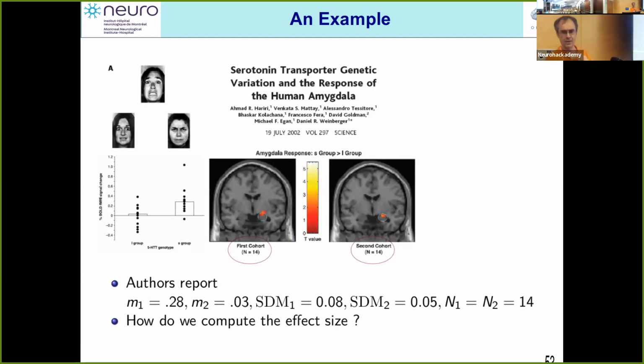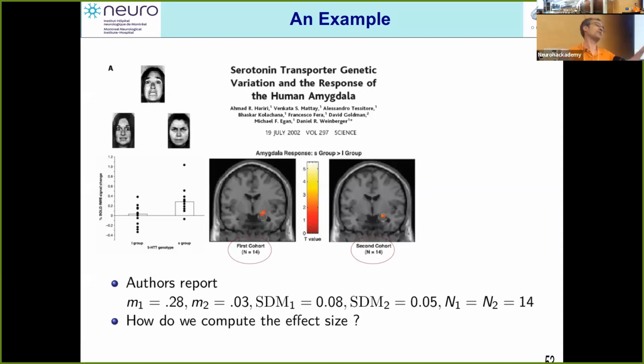It was the fact that subjects with one allele of the serotonin transporter, when they are looking at fearful faces, had more or less activation in the amygdala, compared to the group that has the other allele, the short allele or the long allele, of the serotonin transporter. So it's an interesting paper. The amazing thing in that paper, it's a very old paper, 2002, is that they actually replicated the results.